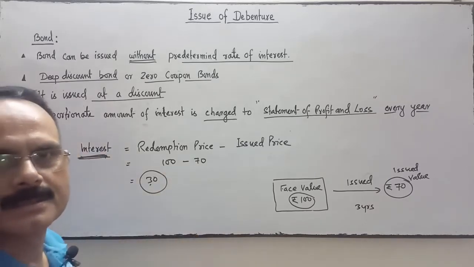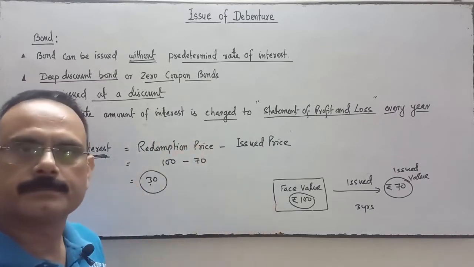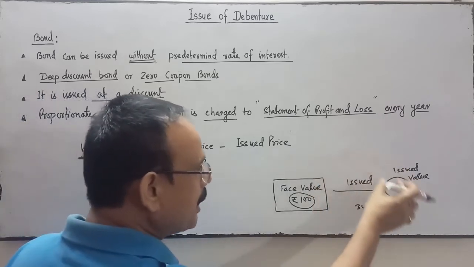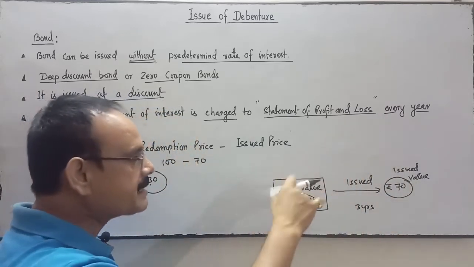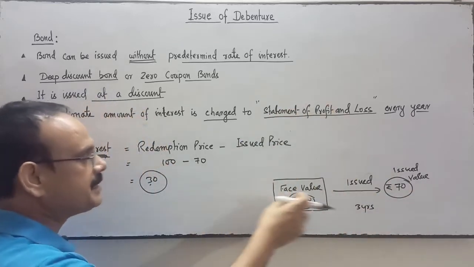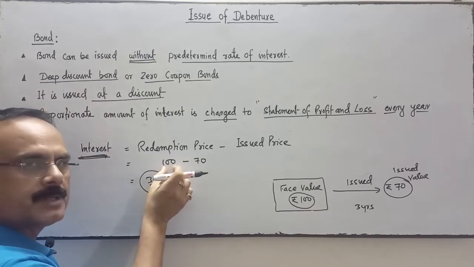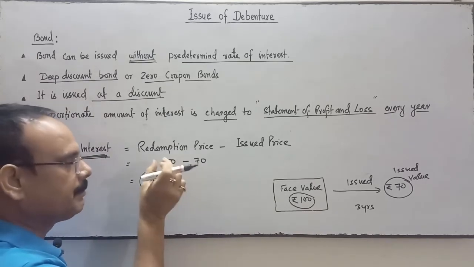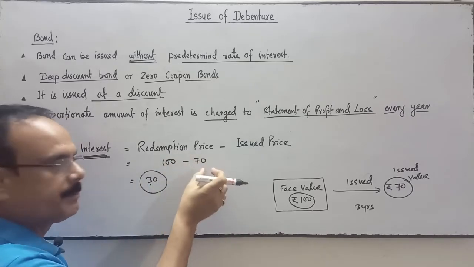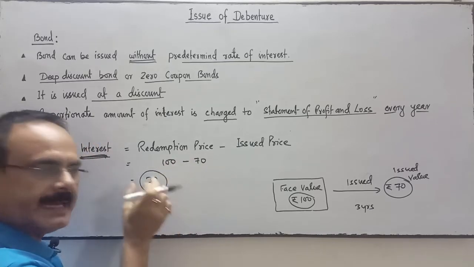The redemption price is normally the face value, and the issue price is a heavily discounted price, suppose 70 rupees. So this difference: when the company pays the amount to the debenture holder, bond holder, the company will pay 100, and the company has issued at rupees 70, taking 70 rupees from them. So this difference indicates the interest.